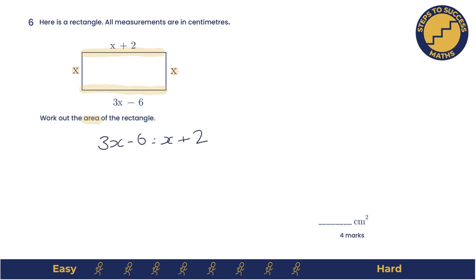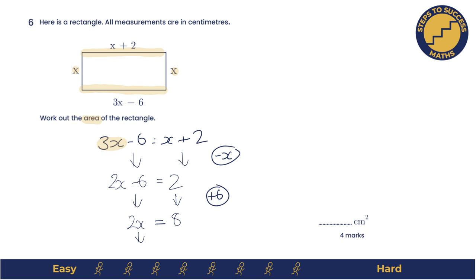So pick the side with the most x's. That's the 3x side. And get rid of the x's from the other side. So start by subtracting x. 2x minus 6 is equal to 2. Now we want to get rid of this minus 6, so we're going to add 6. 2x is equal to 8. And then our last step needs to be to divide by 2. So x is equal to 4.